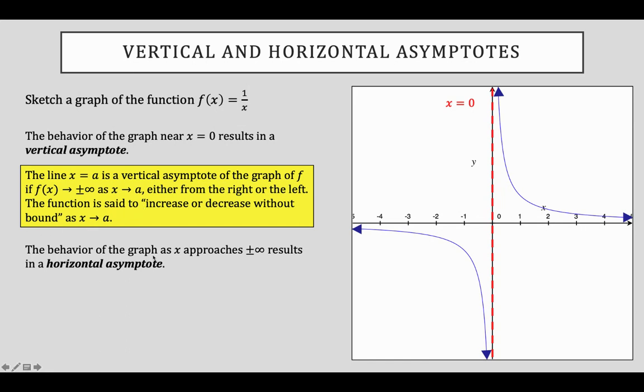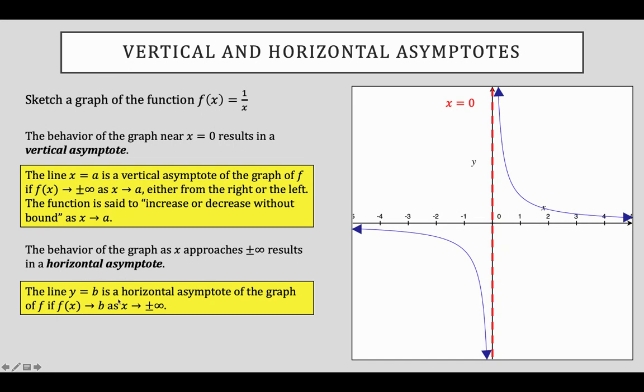Now, the behavior of our graph as x approaches positive and negative infinity, that's the end behavior, results in a horizontal asymptote. Okay, the line y equals b is a horizontal asymptote of the graph of f if f of x approaches b as x goes to positive or negative infinity. So in this case, what do the y values get closer and closer to as x goes to positive infinity? They get closer and closer to 0. What do the y values get closer and closer to as x goes to negative infinity? They get closer and closer to 0. Therefore, we have a horizontal asymptote at y equals 0.